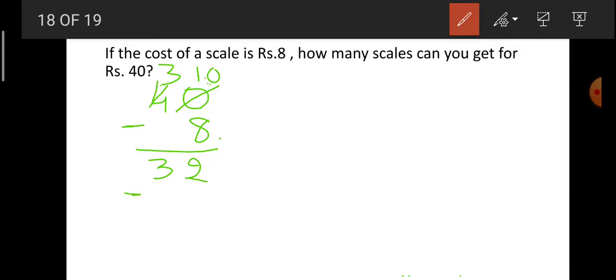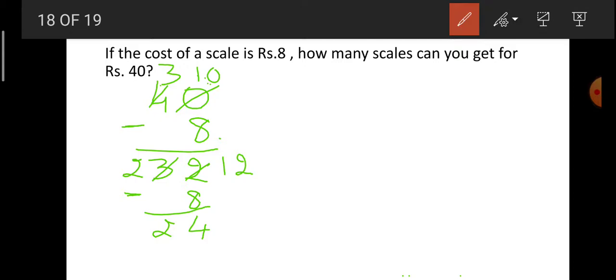What I need to do, again I need to remove 8 out of 32. Again we need to do borrowing subtraction, because from 2 you can't remove 8. 3 will become 2. 12 minus 8 is how much? 4. 2 you will get here. You are left with how much? 24 rupees. Now I am having 24 rupees.